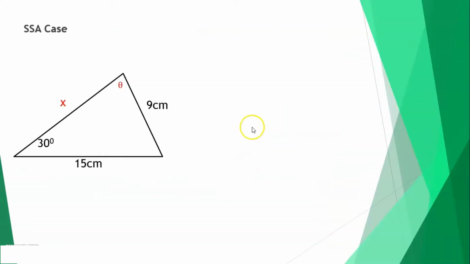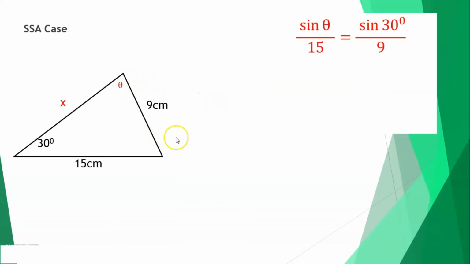Okay, another. Now this one, we have here 30 degrees. The opposite side is 9. We have 15 centimeters. The opposite angle is theta. And we have here side x. So solve for theta and x. To do this, we will solve for angle theta first. So that would be sine theta over 15 is equal to sine 30 degrees over 9. So cross multiplying, we'll get this. So that's 15 sine 30 over 9.